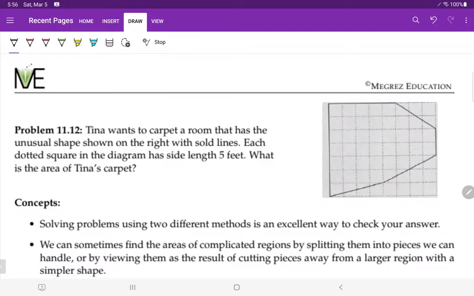I'll give you just a hint now. You can, for example, do this. This is a triangle. This is a rectangle. So find the area of this, the area of this, then divide the others as well.